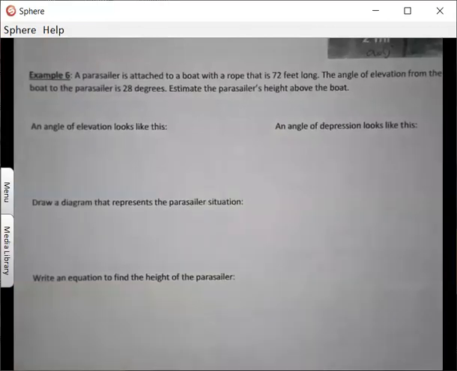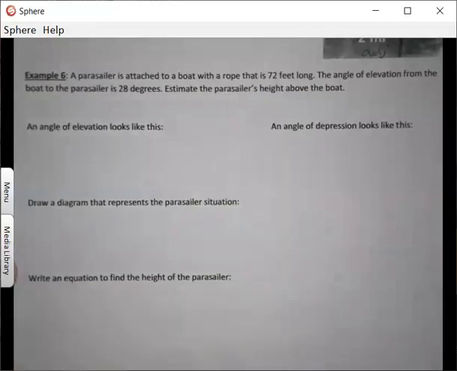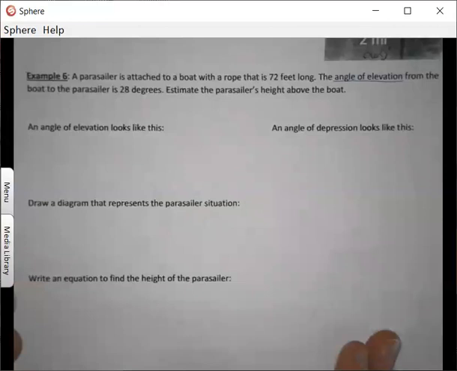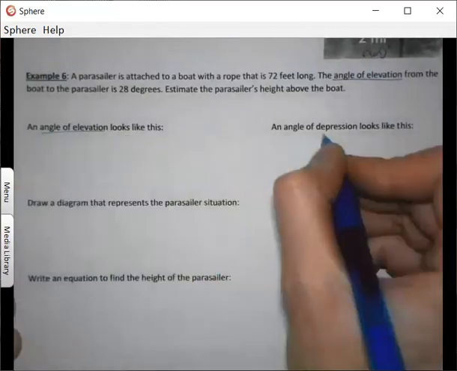Okay, so number 6 says we have a parasailer attached to a boat with a rope that is 72 feet long. The angle of elevation from the boat to the parasailer is 28 degrees. Estimate the parasailer's height above the boat. So first, we're going to talk real quick about angle of elevation and angle of depression. What is an angle of elevation? What is an angle of depression?